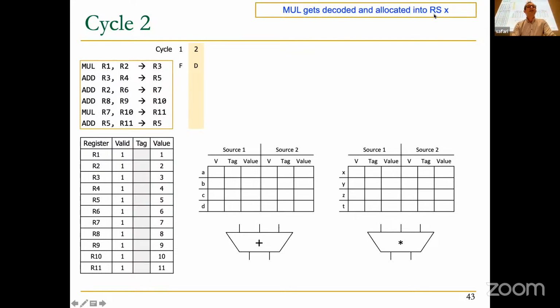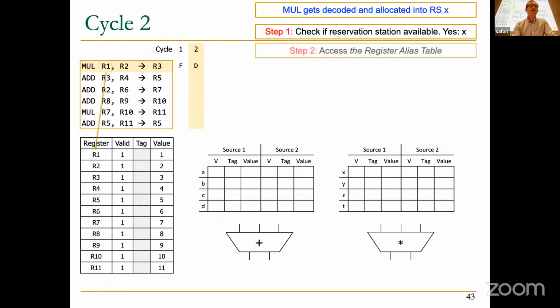Multiply gets decoded and allocated in the reservation station X. Why X? Because this is the multiply reservation station, and this is a multiply. So that's the function of a decoder. And X happens to be free, so let's allocate it over there. Now, what does that mean? We basically need to check if the reservation station is available. In this case, we assumed it's available. Yes, that's good. So we allocate multiply there.